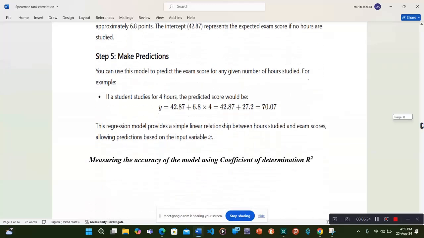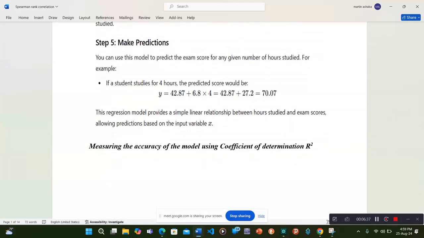Then we make predictions. If a student studies for 4 hours, the predicted score is, where there is x, the number of hours, we put 4. That will be 42.87 plus 6.8 times 4, and the value is going to be 70. So this student is going to pass highly with 70%. So this regression model provides a simple linear relationship between hours studied and exam scores, allowing predictions based on the input variable x.